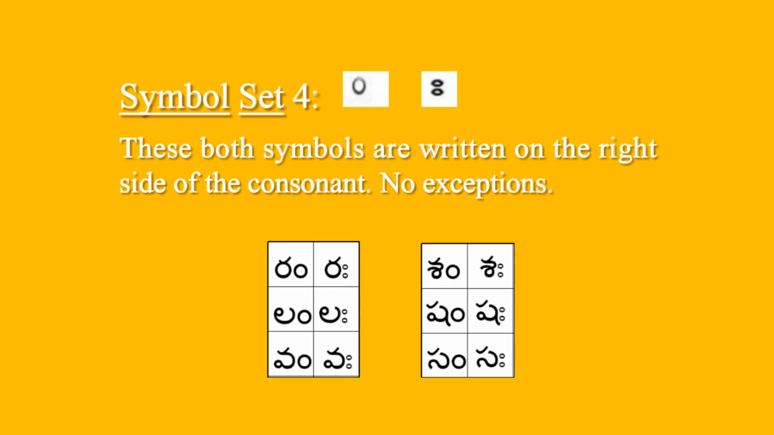Now comes set 4, the last set: m, h. No exceptions to these symbols whatsoever, so they are always written on the right side of the consonant. See the examples: ram, rah, lam, lah, vam, vah.